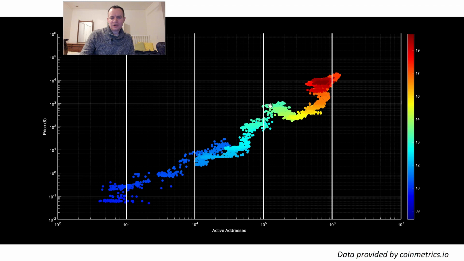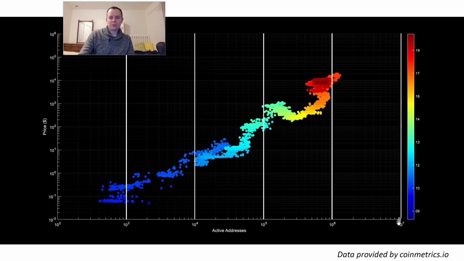And then it took 4 years between, say, 100,000 active addresses and 1,000,000. Now I'm not giving exact dates and times, but you more or less get the idea that the time needed to continue to increase the number of active addresses by an order of magnitude is getting longer and longer. So just keep that in mind as we move forward.